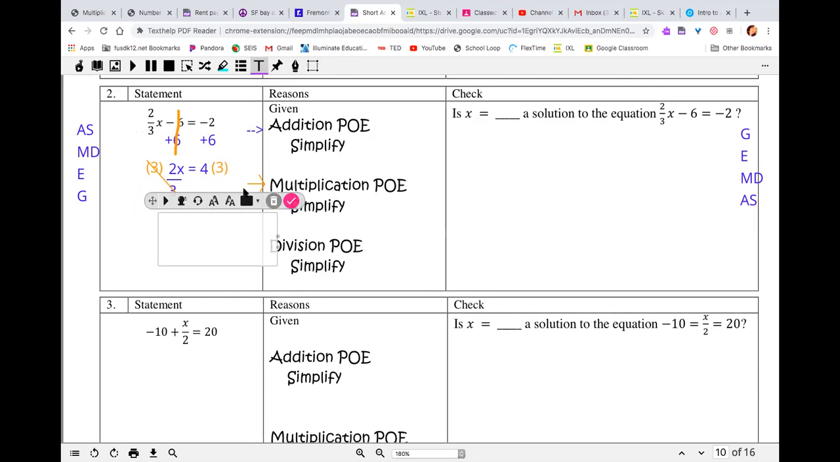Rewrite my problem with the simplified answer. So now I have 2x equals 12. Okay, now what do I do? I have 2x equals 12. Divide by 2 on both sides. Okay.